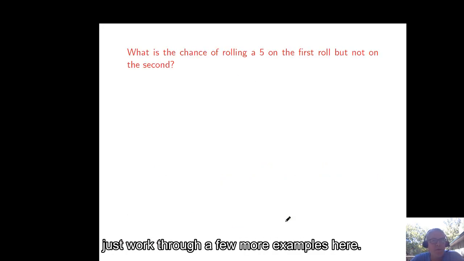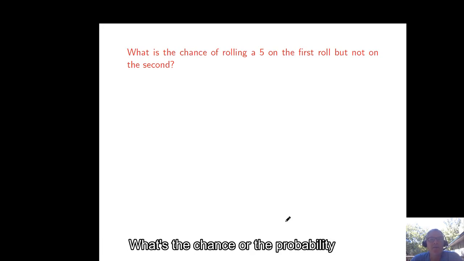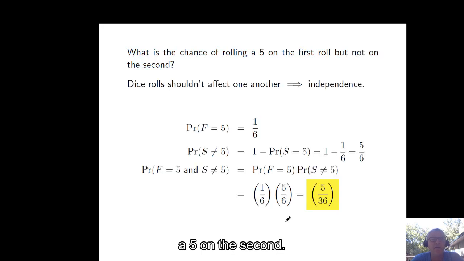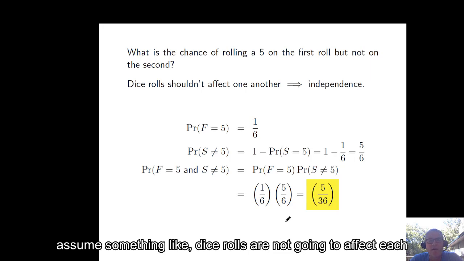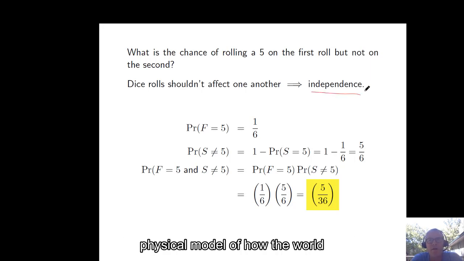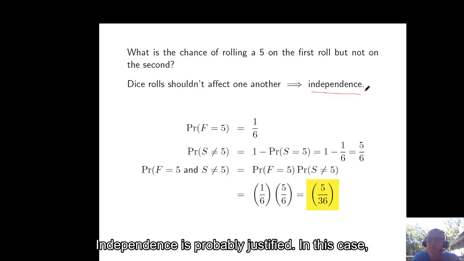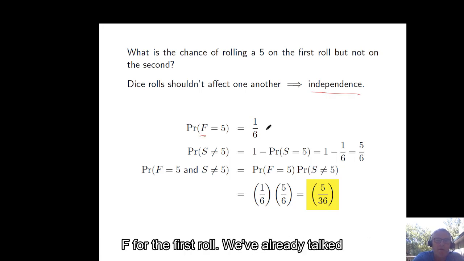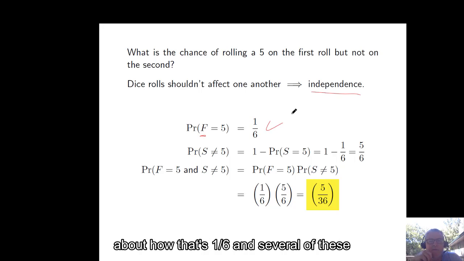All right, so let's just work through a few more examples here. What's the chance or the probability of rolling a 5 on the first roll but not on the second? So not a 5 on the second. So we generally assume something like dice rolls, they're not going to affect each other, so that's an assumption. That sort of physical model of how the world acts leads us to the assumption that independence is probably justified in this case. The probability that we get 5 on the first roll, so here I'm using F for the first roll, we've already talked about how that's 1/6 in several of these examples.